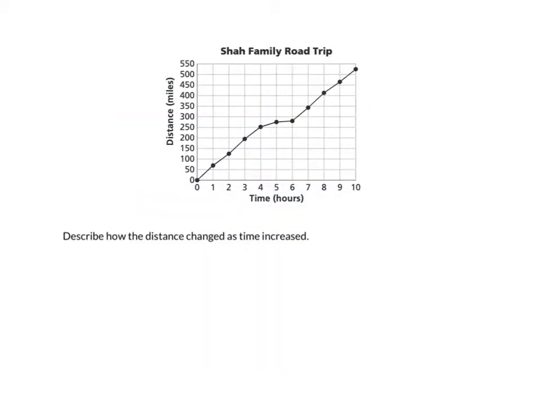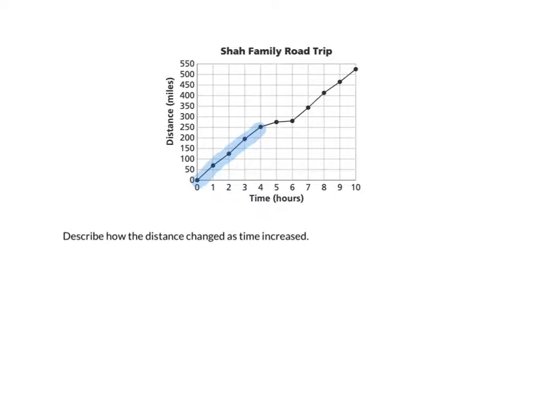Alright, so we're going to describe how the distance changed as time increased. So we're going to think about if they were consistent the whole way, if they slowed down, if they sped up, if they stopped, and we're going to look at that. So go ahead and describe it on your own right now. Alright, let's take a look at each part of this graph. So I can see that kind of right here, they're really consistent. So the dots are forming almost a perfectly straight line.